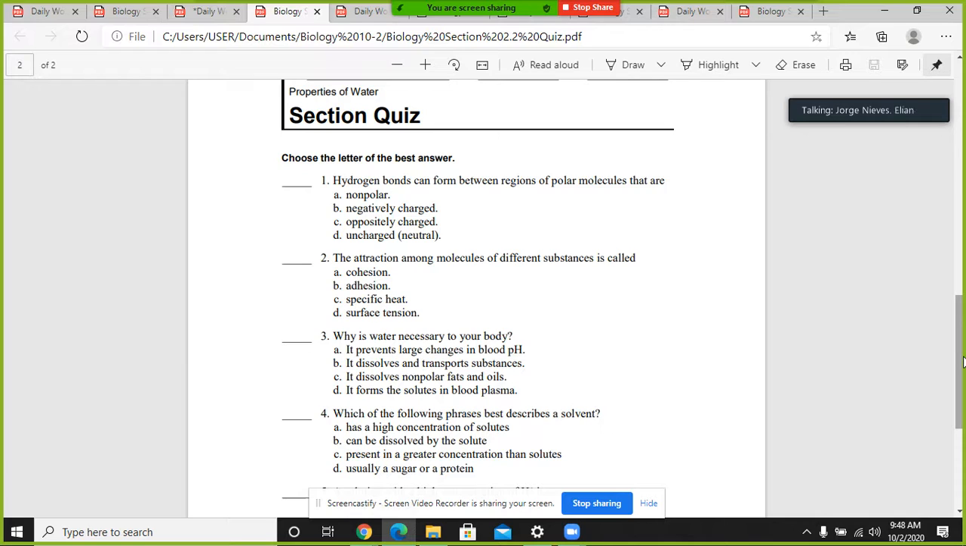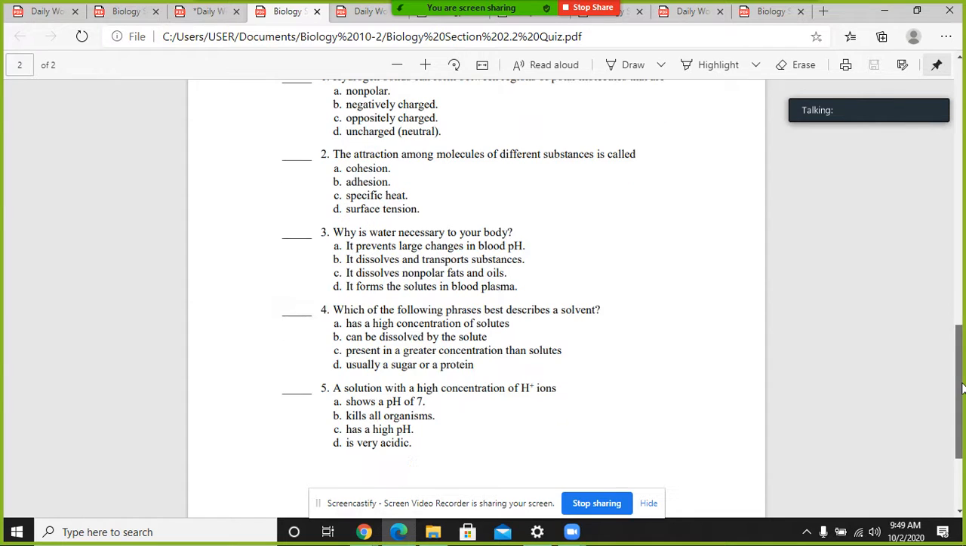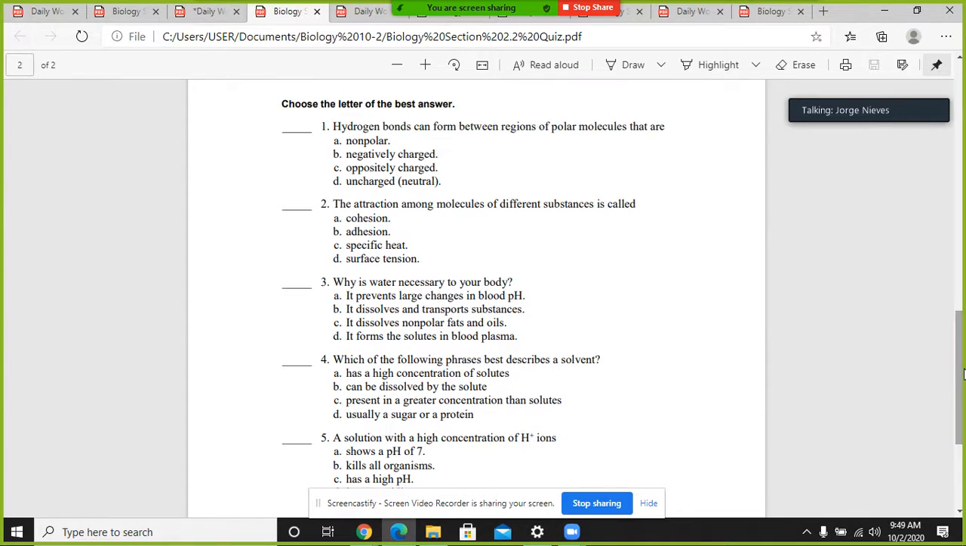¿Cuál es la respuesta entonces, Elian? Okay, exacto. Because we saw that, ¿verdad? The oxygen is attracted by the hydrogen, negative and positive, and they combine. Okay, so oppositely charged. Thank you, Elian. So it's letter C.